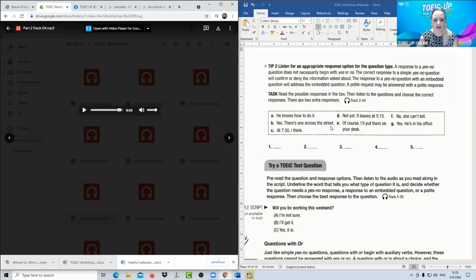Yes, there's one across the street at 7:30, I think. Not yet, it leaves at 5:15. Remember, when it comes to telling time in English, there are a few ways to tell the time. So yeah, you can say 5:15 or you can say quarter past five. Of course, I'll put them on your desk. No, she can't tell. Or yes, he's in his office.